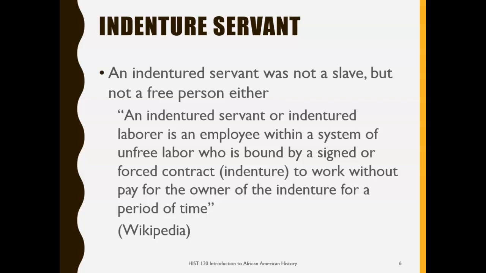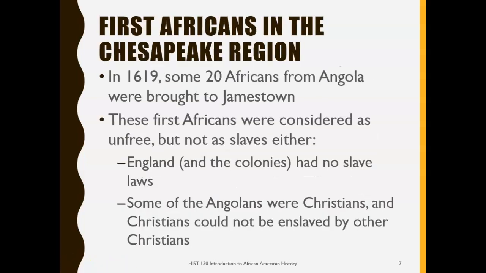And we will see on the next slide that the first Africans who came to Jamestown were treated as indentured servants and not as slaves. So let's talk about these first Africans who arrived in Jamestown. The very first Africans who were brought to Jamestown came in 1619. So 1619 is a very important date in African American history.